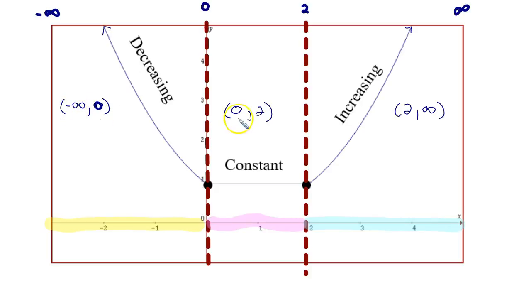These are intervals. They're describing distance from left to right: from negative infinity to 0, from 0 to 2, and from 2 to infinity. And these intervals will always get parentheses. You'll never use brackets for these intervals of increase, decrease, or constant.